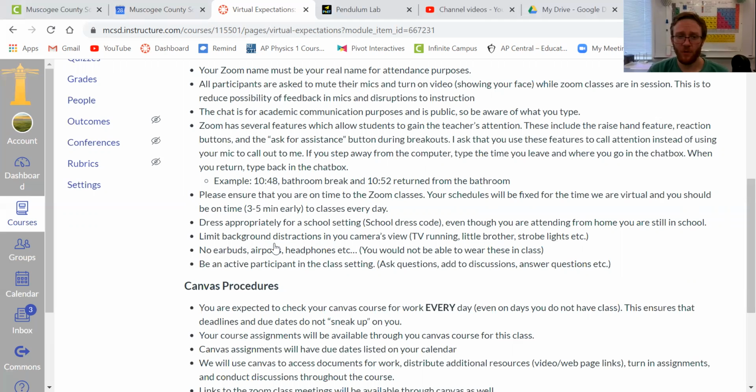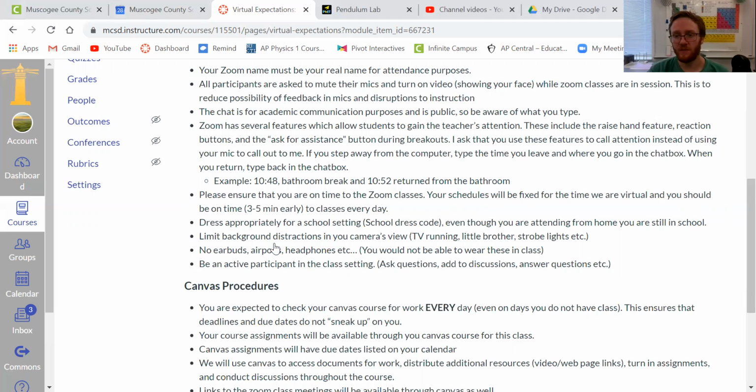Students are asked to dress appropriately for all Zoom sessions all day. This is adhering to school dress code. This reduces distractions and also keeps them in the mindset of the school environment. And they are asked to be active participants in the class setting.